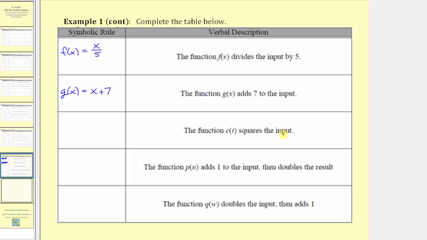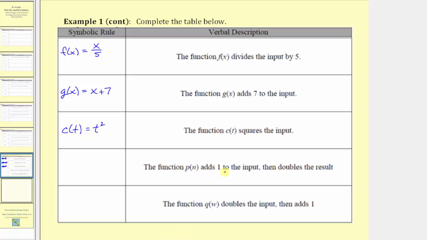Function c of t squares the input. So if the function is c of t, now the input is t, and the function c of t squares the input. So our formula is going to be c of t equals t to the second, or t squared, or we can say the square of t.